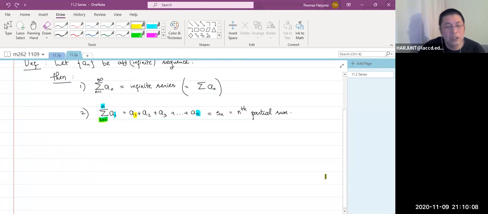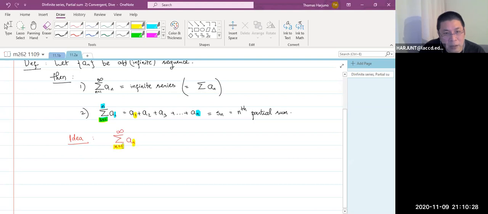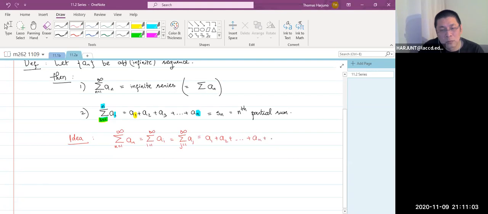So, notation-wise, to explain the idea, the sum of a sub n from 1 to infinity, I call this the index. This is just the indexing, meaning start from 1 and go to infinity. Now that notation has exactly the same meaning as if I change that n to i, or to j, which means a sub i starting from 1 up to infinity.